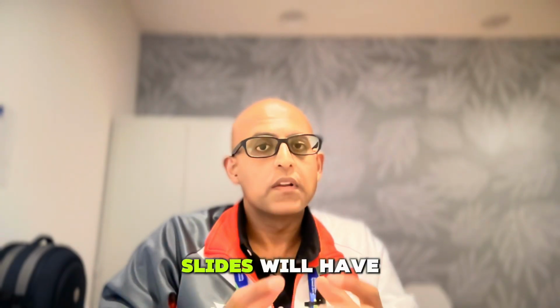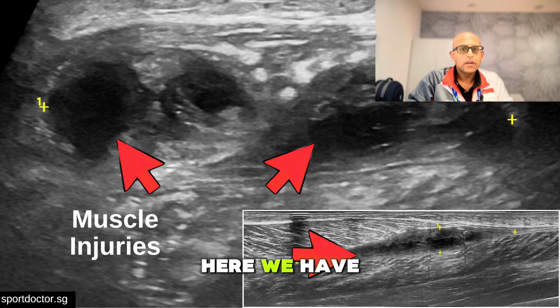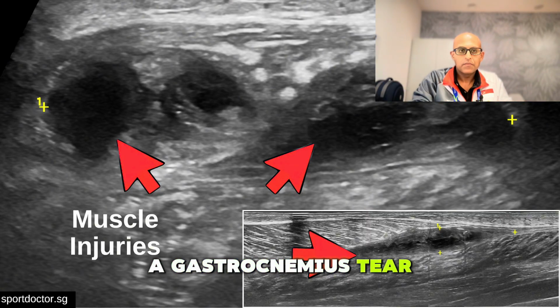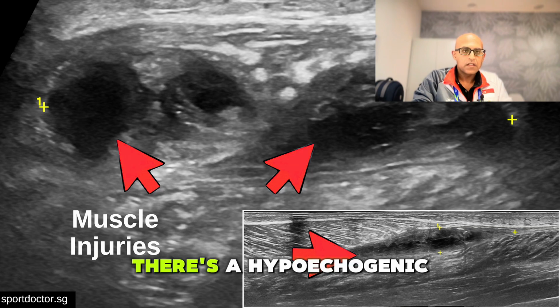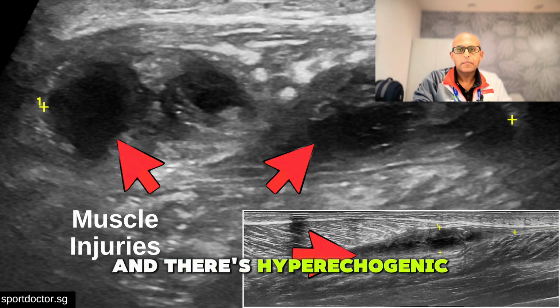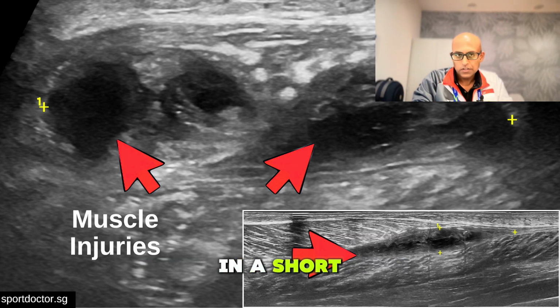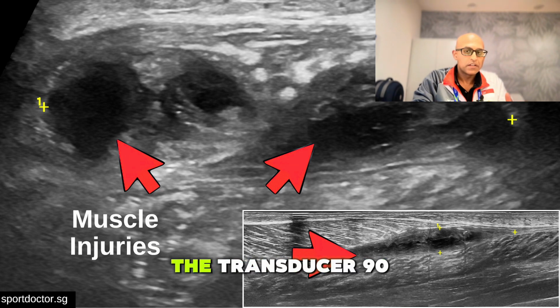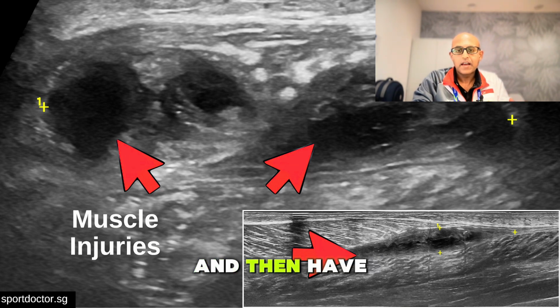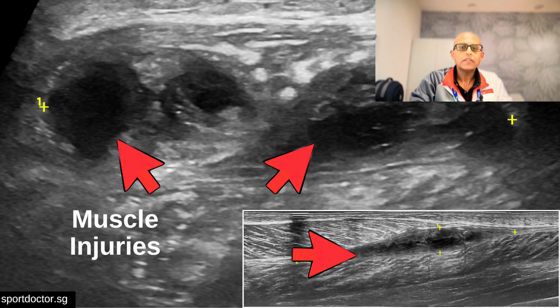So the next few slides, we'll have a look at some quick examples of types of pathology. Here we have a gastrocnemius tear. As you can see, there's a hypoechogenic change within the body of the muscle, and there's hyperechogenic changes surrounding it. This image is in a short axis orientation, and therefore it's important to flip the transducer 90 degrees and then have a look at it in a long axis orientation as well.